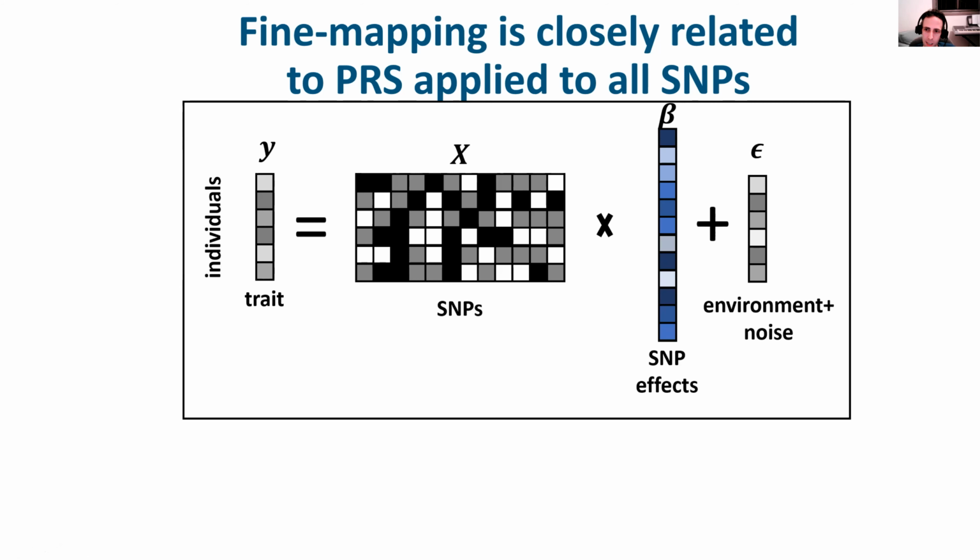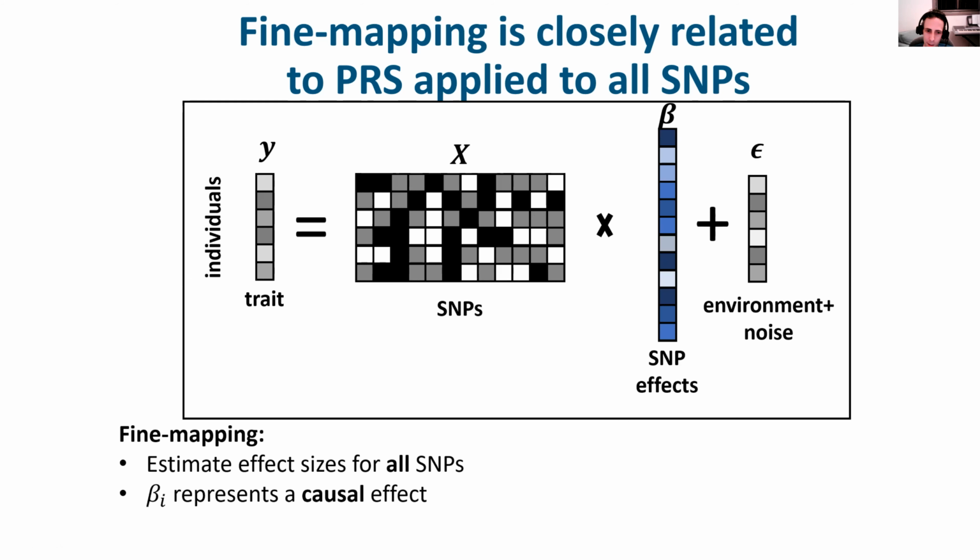This is our model. Now let's think about what we actually do when we do fine mapping. This is not exactly the way that Gao described it, but I think it's essentially the same thing. We simply try to estimate the effect sizes for all SNPs jointly. So we have this vector beta, and ideally we want to estimate all the entries in this vector beta as accurately as possible. And that is it. If we could do that, in principle its entry beta I would represent the causal effect of SNP I, and we would be done.